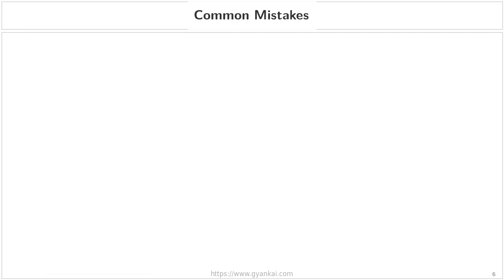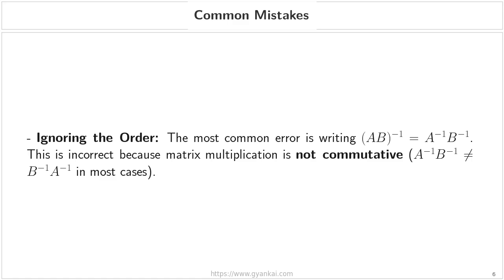Common mistakes. First, let's address the issue of ignoring the order. The most frequent error students make is writing that the inverse of the product of A and B is equal to the inverse of A multiplied by the inverse of B. This is incorrect. As we have established, matrix multiplication is not commutative, which means that the inverse of A times the inverse of B is not the same as the inverse of B times the inverse of A in most cases. Always remember to reverse the order.